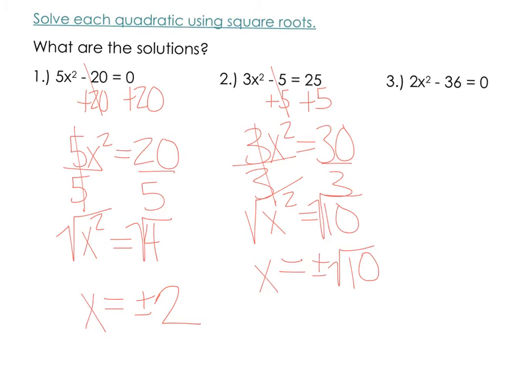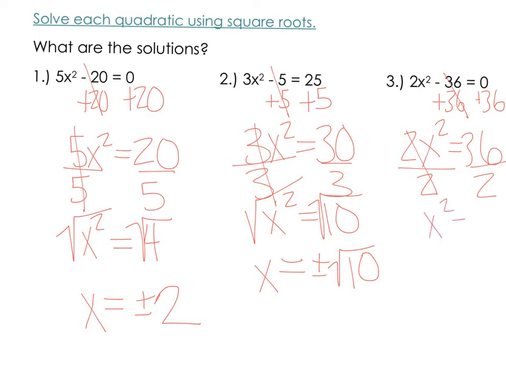And then finally, the last one, I'm going to start by, again, adding the 36. We're trying to get the x by itself, so we're moving the number over. So 2x squared is equal to 36. I divide by the number in front of the x squared to try and get the x squared by itself. So I end up with x squared is equal to 18. And when I take the square root for this one, I get x is equal to the square root of 18. But the square root of 18 can actually be simplified.